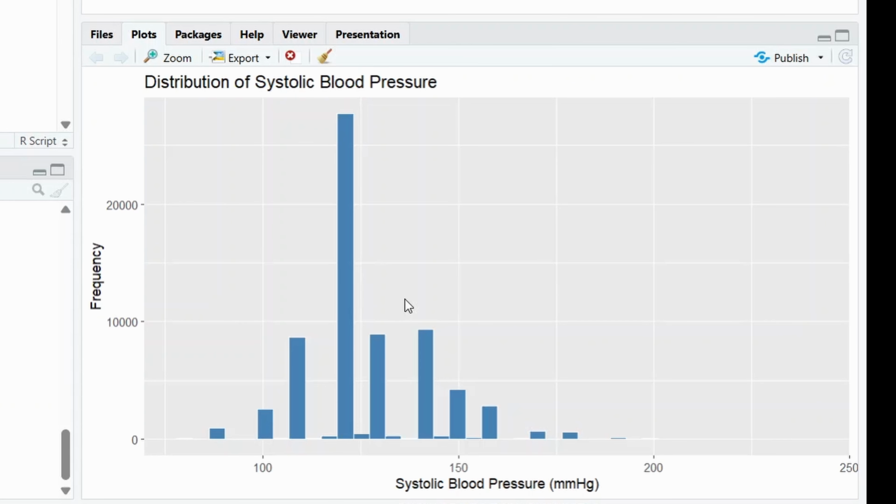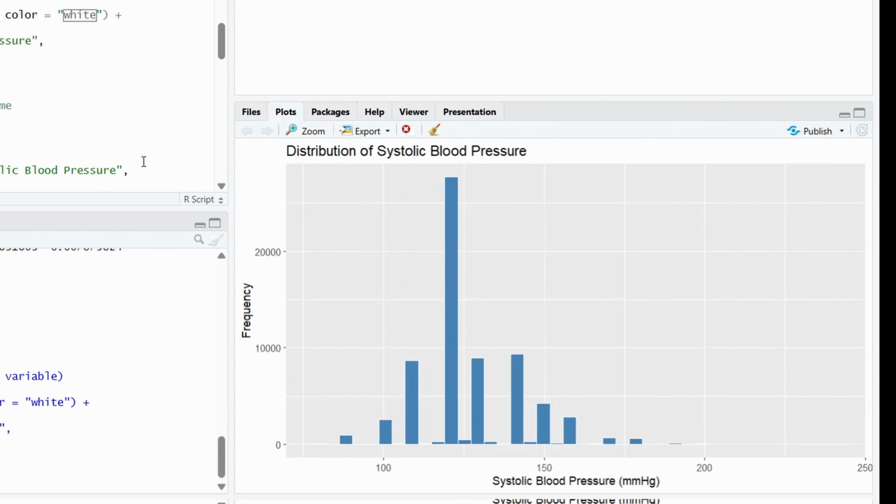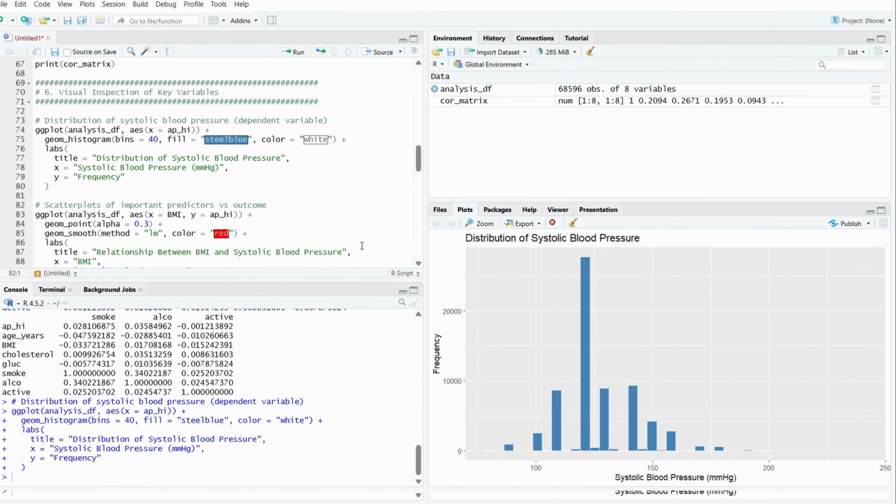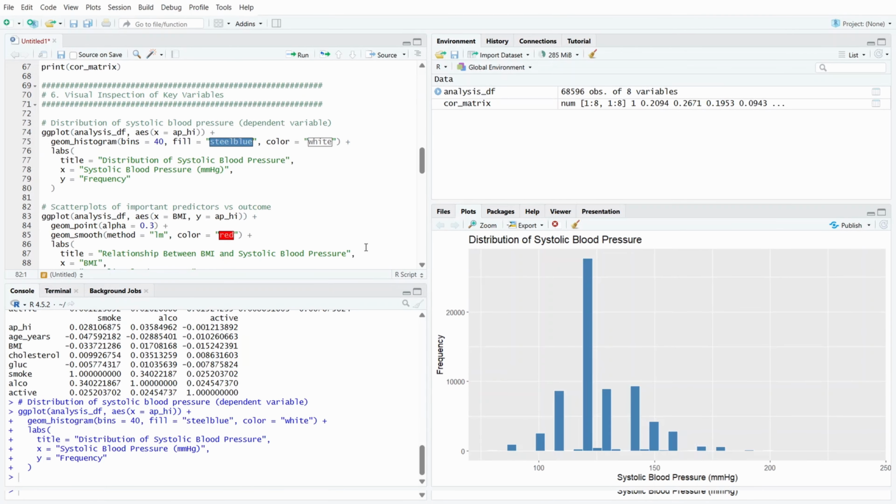We can also see that the distribution is slightly right skewed, meaning there are fewer individuals with very high blood pressure, but those values extend into the higher range, approaching 180 to 200 millimeters of mercury. Visualizing the distribution of a variable is an important step in exploratory data analysis because it helps us understand the overall shape, central tendency, and potential outliers in the data. This information is useful before fitting statistical models since many modeling approaches assume that variables follow reasonably well-behaved distributions.